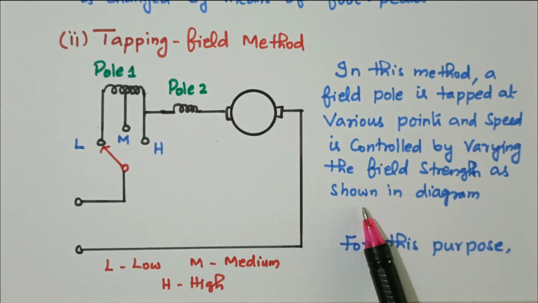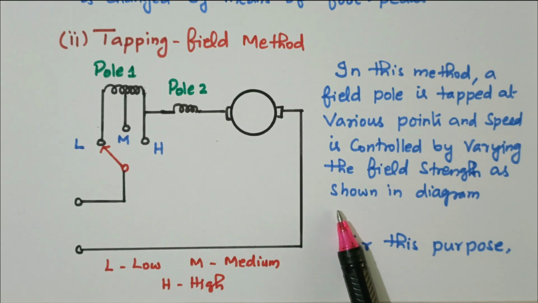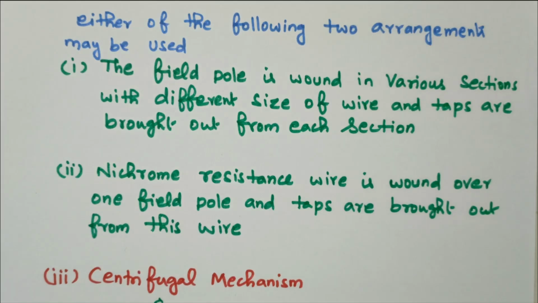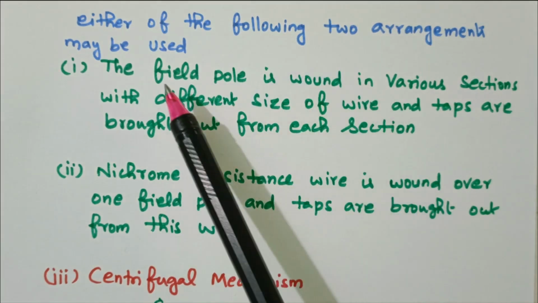Field strength means if the field is connected completely, more flux is produced, so speed decreases. If the field is not connected, less flux will be produced, so more speed will be there. So for this purpose, we can have two methods. Either of the following two arrangements may be used.